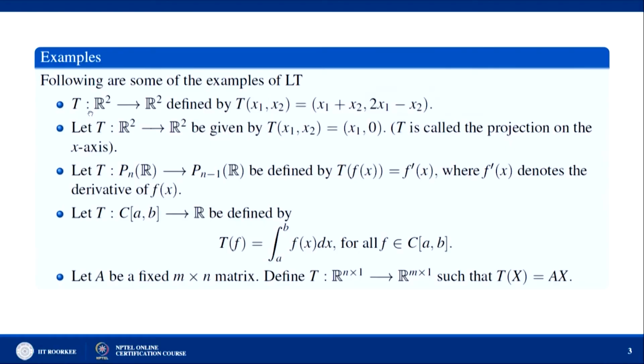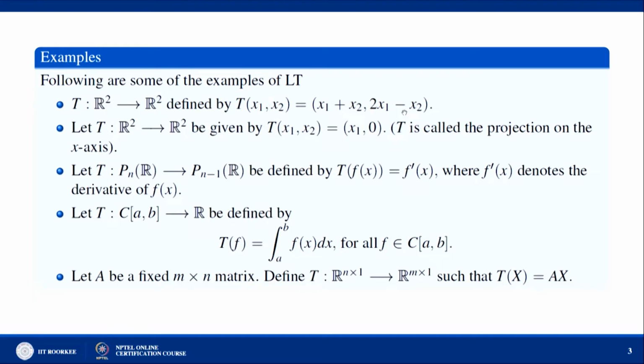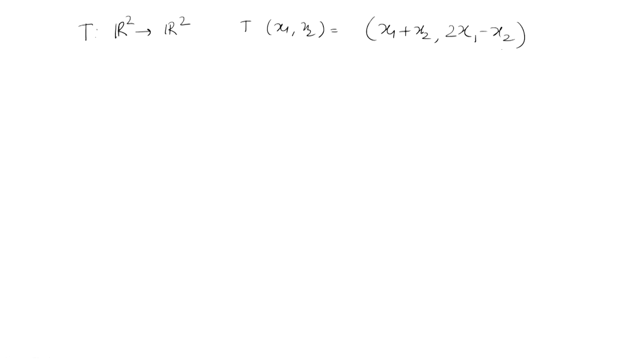Now let us discuss a few examples of linear transformation. The first example: we consider T from the vector space R2 to R2, defined by T of x1, x2 as x1 plus x2, 2x1 minus x2. So we define T from R2 to R2 as T of x1, x2 equal to x1 plus x2, and 2x1 minus x2. Now suppose we want to show that this is a linear map from R2 to R2. How can we proceed for this?